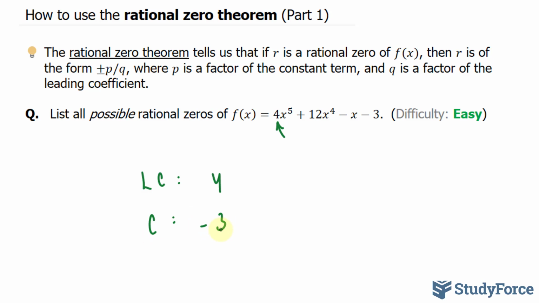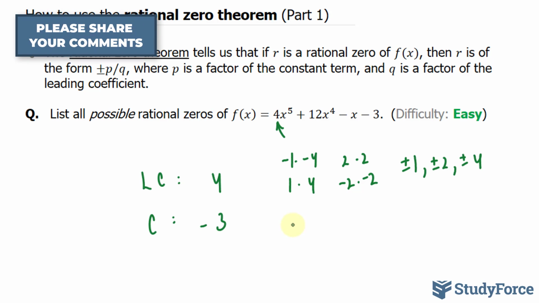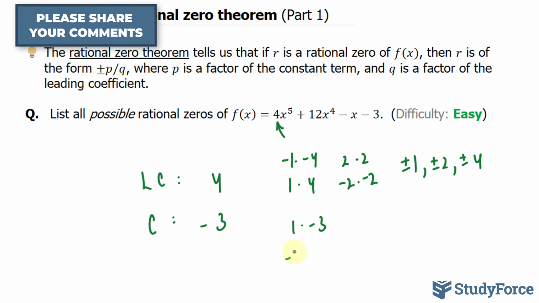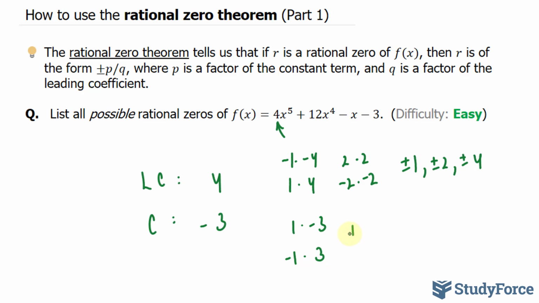Now you have to find all the factors of 4 and of negative 3. For 4 we have negative 1 times negative 4, 1 times 4, 2 times 2, negative 2 times negative 2. We can summarize that by writing plus or minus 1, plus or minus 2, and plus or minus 4. For the constant, its factors are 1 times negative 3 and negative 1 times 3, which can be summarized as plus or minus 1, plus or minus 3.